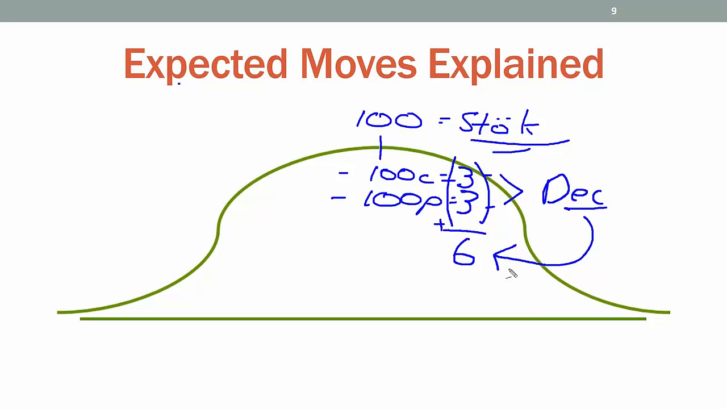I know that this is convoluted the first time ever going through it. The 100 call is trading for $3. Why?